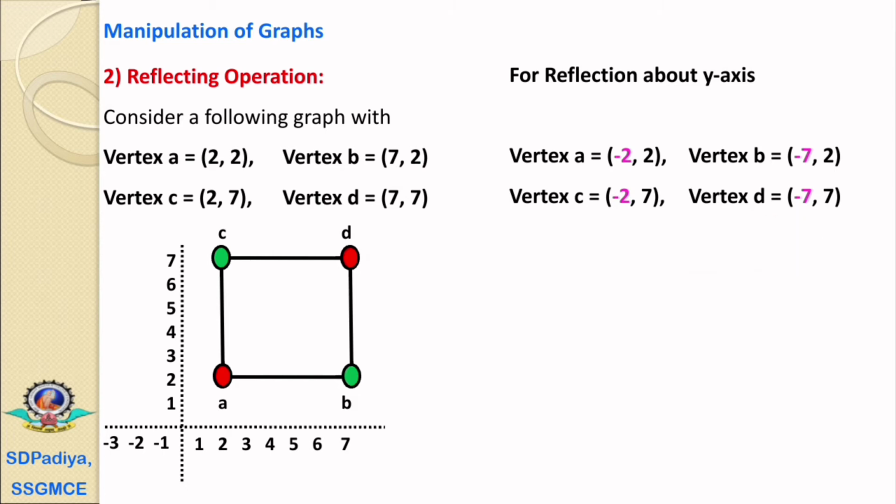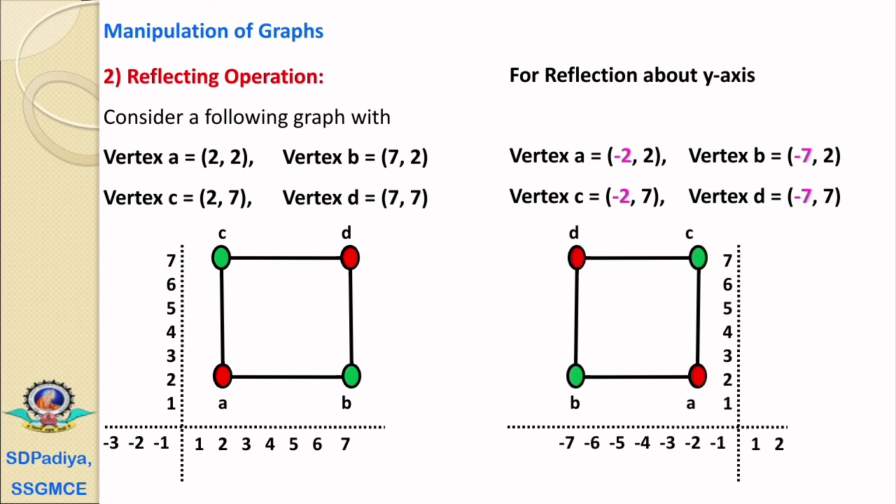If we plot the graph with these new coordinates, then we'll get the graph like that. Here the vertex A has the coordinates -2, 2. Vertex B has the coordinates -7, 2. Vertex C has the coordinates -2, 7, and vertex D has the coordinates -7, 7. If we perform the complement of the y coordinates, then we'll get the reflection about the x-axis, and if we perform the complement of the x coordinates, then we'll get the reflection about the y-axis.